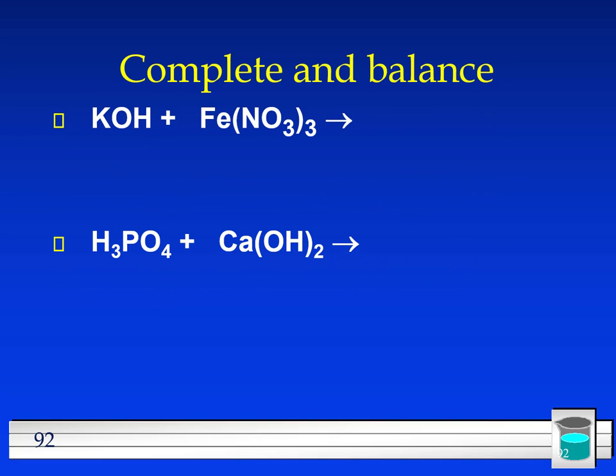And we just did this one, the first one, that was basically our example. It was NaOH instead of KOH. And let's try the second one here. Phosphoric acid and calcium hydroxide.